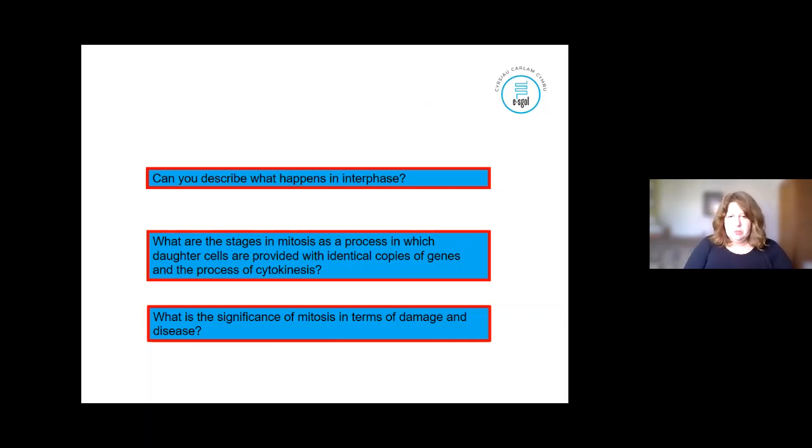And then we're going to look at PMAT. So that is mitosis. You need to get into that habit of thinking mitosis equals PMAT. And at the end of mitosis, there is something called cytokinesis, which is cell splitting. And then we're going to look at the significance of mitosis, not only in terms of why it's so important for cells, but in the context of damage and disease as well.